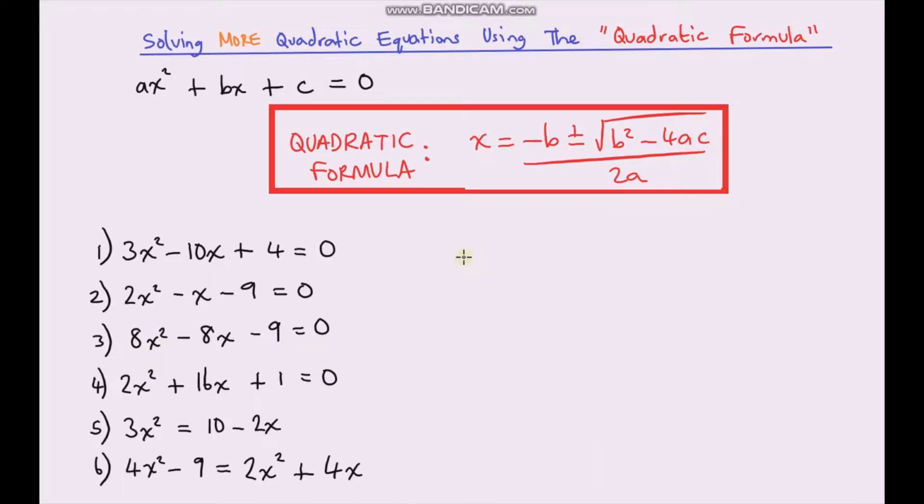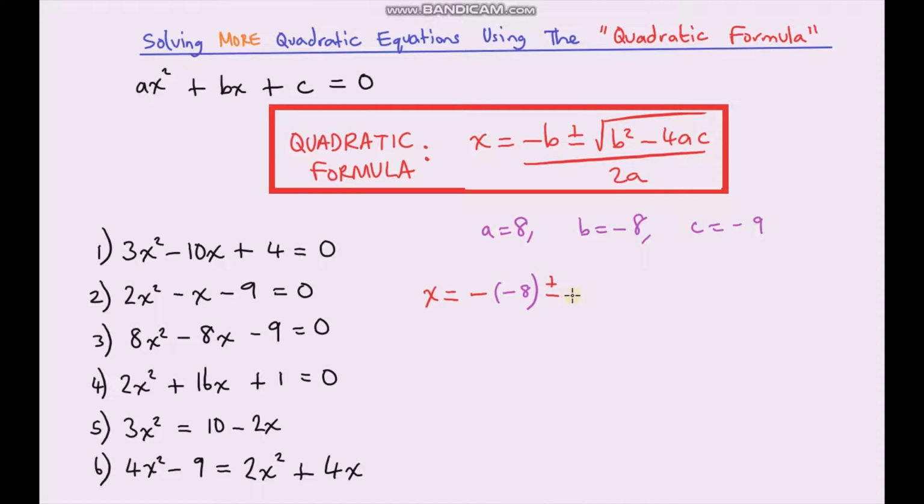So question number 3. What are our values for a, b and c? Well, a is going to be 8, b is going to be negative 8, and c is going to be negative 9. So let's write down our formula. We're going to have x equals negative b, so that's going to be negative of negative 8.